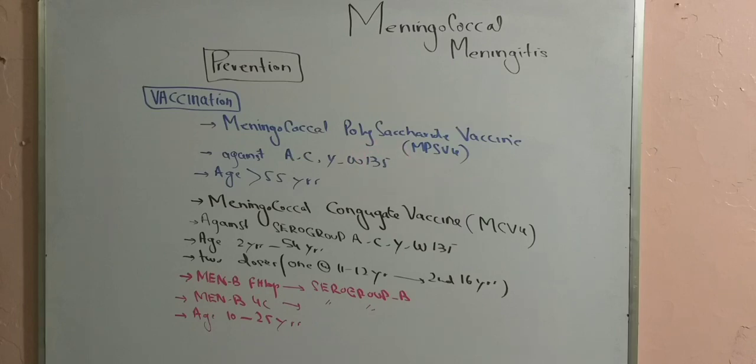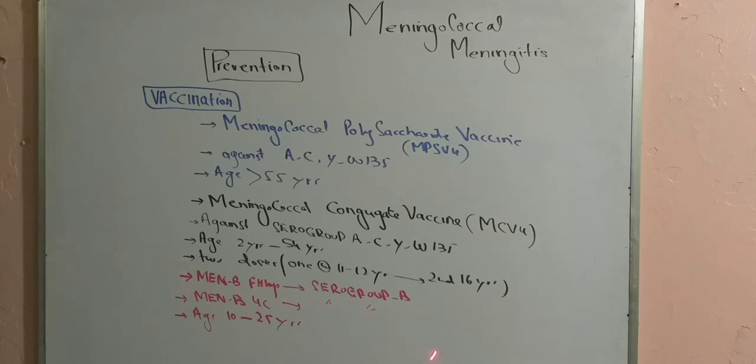The second in this category, used against serogroups A, C, Y, W135, is the meningococcal conjugate vaccine, which we call MCV4. This is one of the most used vaccines. Why? Because it targets an age group of 2 years to 54 years. So in pre-adolescent patients, the first dose is given at around 11 to 12 years, and the second is given before they enter college, so around 15 or 16 years of age.